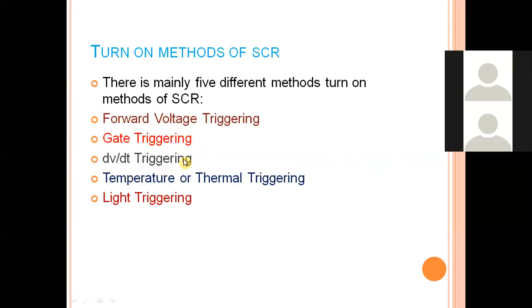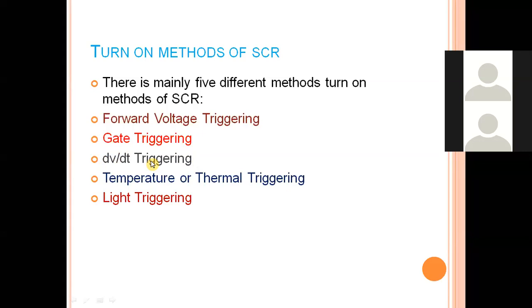And the third one is going to be the dV by dt triggering. This dV by dt triggering is nothing but the rate of change in voltage with respect to time, like 10 volts per second, 30 volts per second, or 50 volts per second. Whenever there is a rise in the voltage with respect to time, it is going to make the device conducting. That is considered in the case of dV by dt triggering.